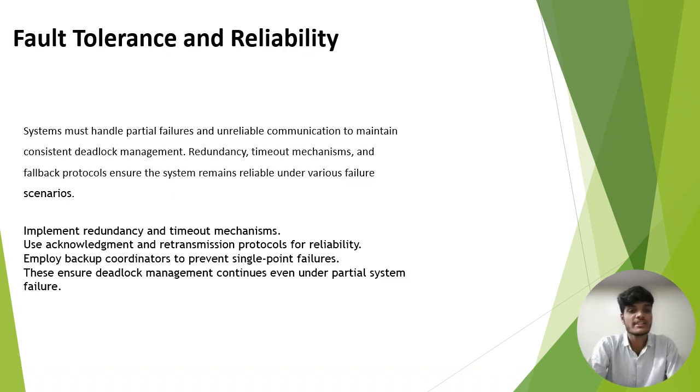Next, fault tolerance and reliability. Here, systems must handle partial failures and unreliable communication to maintain consistent deadlock management. Redundancy, timeout mechanisms, and fallback protocols ensure the system remains reliable under various failure scenarios. Implement redundancy and timeout mechanisms, use acknowledgement and retransmission protocols for reliability, and employ backup coordinators to prevent single points of failure. These ensure deadlock management continues even under partial system failure.